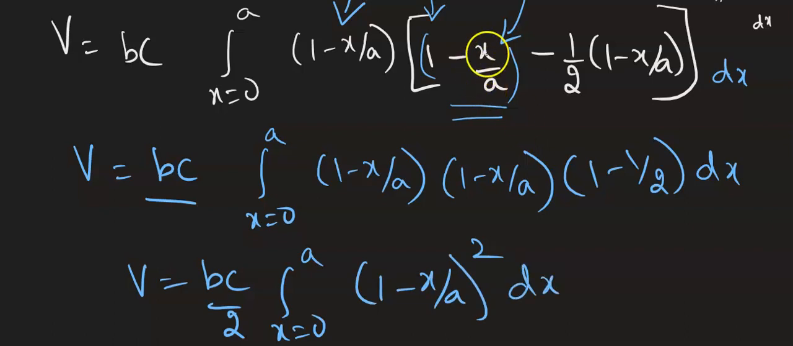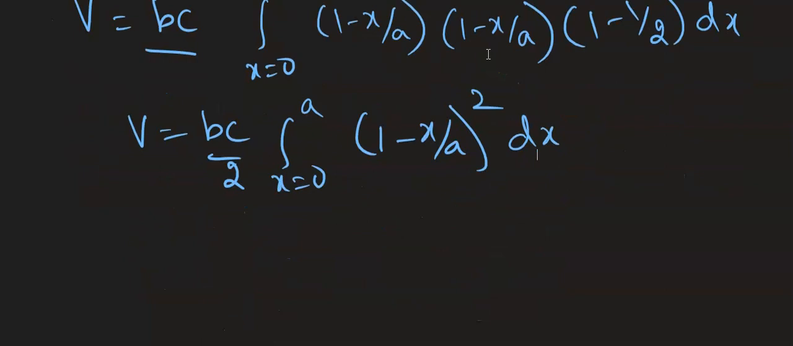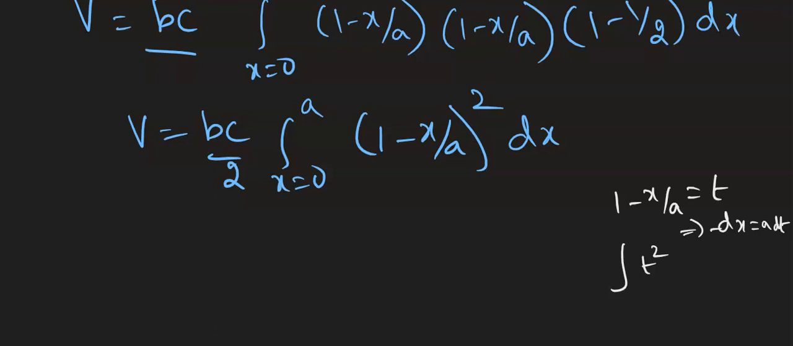Now the whole problem is reduced to a smaller one. So if you want, you can substitute 1 minus x by a as some t. So what is t square, integral of t square, means minus dx is equal to a dt; you can substitute this also in terms of t. What we will get? t square into minus a dt. Correct? So if I integrate, minus a into t cube by 3 you will get.